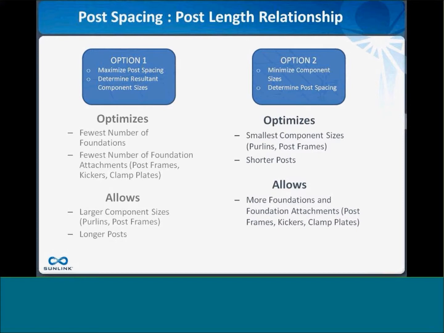Your option 2, listed on the right-hand side, minimizes the component sizes that are spanning from post to post, and then determines the post spacing in order to achieve those smaller component sizes. So again, this is allowing you to use really optimized, very small component sizes and possibly shorter posts, but it is going to allow for many more foundations and foundation attachments. And depending on the difficulty of the soil at your site, that could be cost prohibitive in your total installed cost.